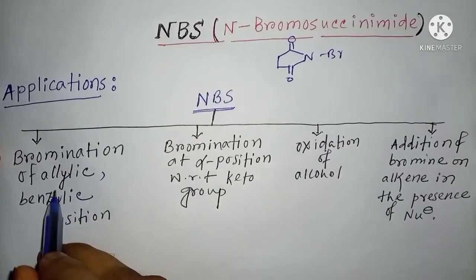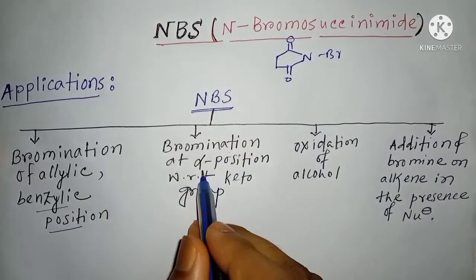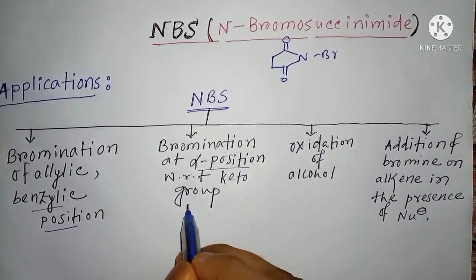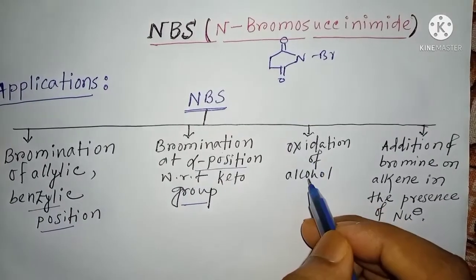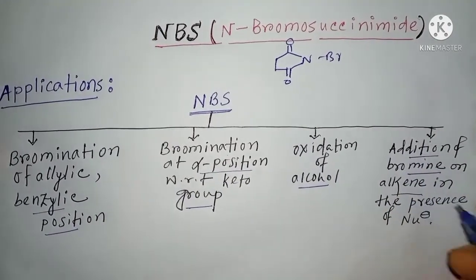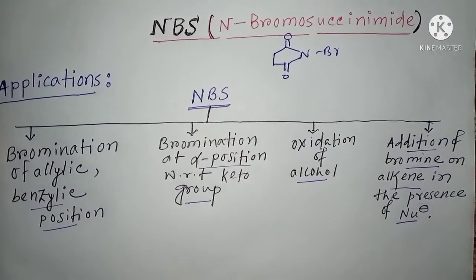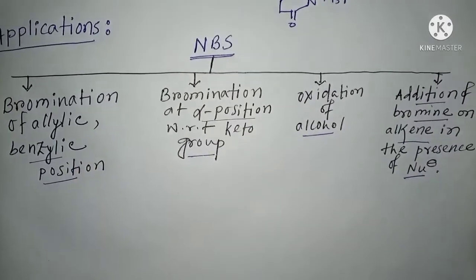First, bromination of allylic and benzylic positions. Second, bromination at the alpha position with respect to a keto group. Third, oxidation of alcohols. Fourth, addition of bromine on an alkene in the presence of a nucleophile. I will discuss them one by one. First, I discuss bromination of the allylic or benzylic position.